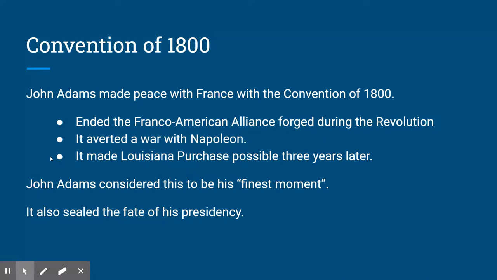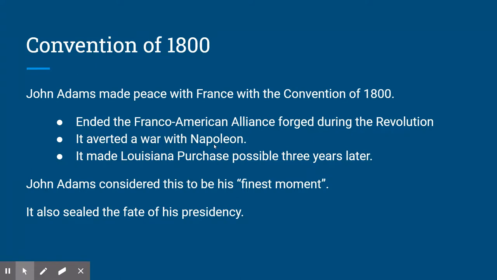It's very simple. John Adams made peace. At the convention of 1800, John Adams sued for peace. Ended up not going to war. But because of the convention, the French and the Americans basically decide to part ways. That alliance that was formed during the Revolution essentially came to an end. It ultimately averted a war with Napoleon. Napoleon is actually going to come to power in 1801. So it actually turned out to be a good thing that we didn't go to war.